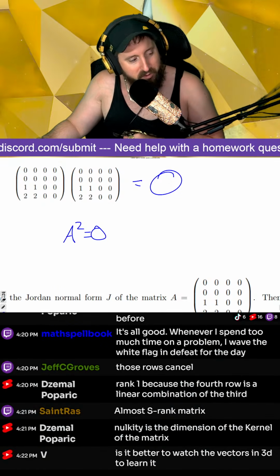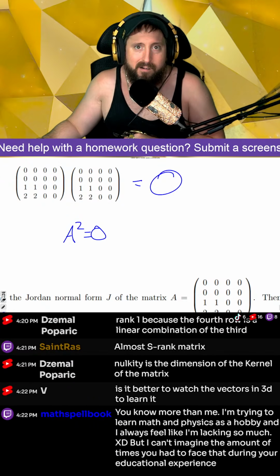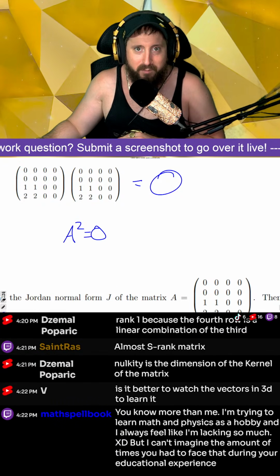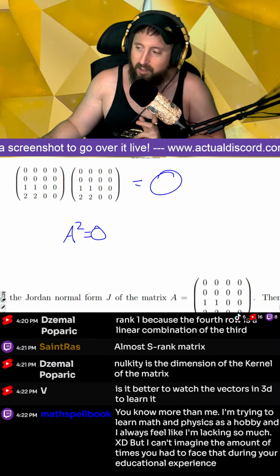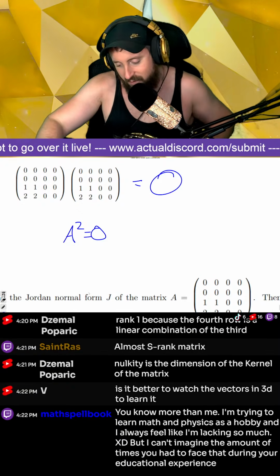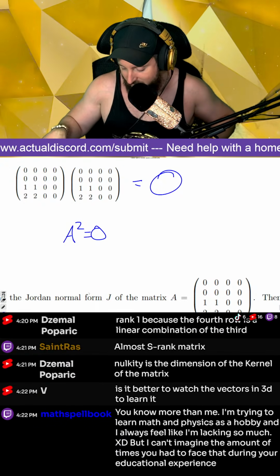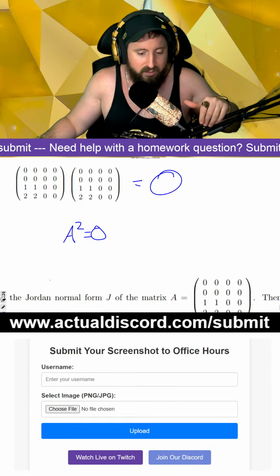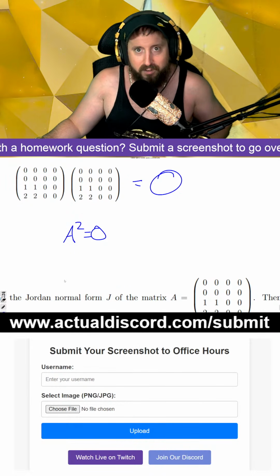See, I don't know what the kernel of a matrix is. Wow. Math says, you know more than me. I'm trying to learn math and physics as a hobby, but I always feel like I'm lacking so much, but I can't imagine the amount of times you have to face that. Yeah, no, we do, all the time. And I think that's what makes you a great learner, is accepting that there are tons of times I don't understand stuff. There's always more things to learn.